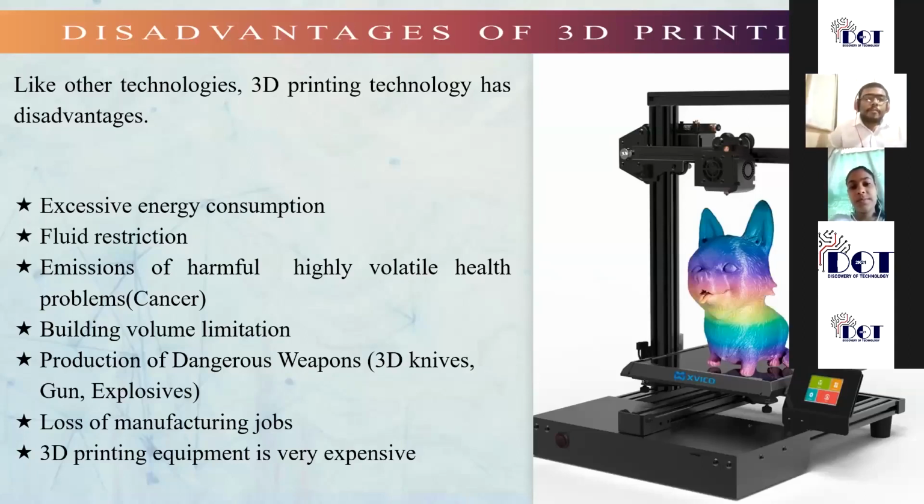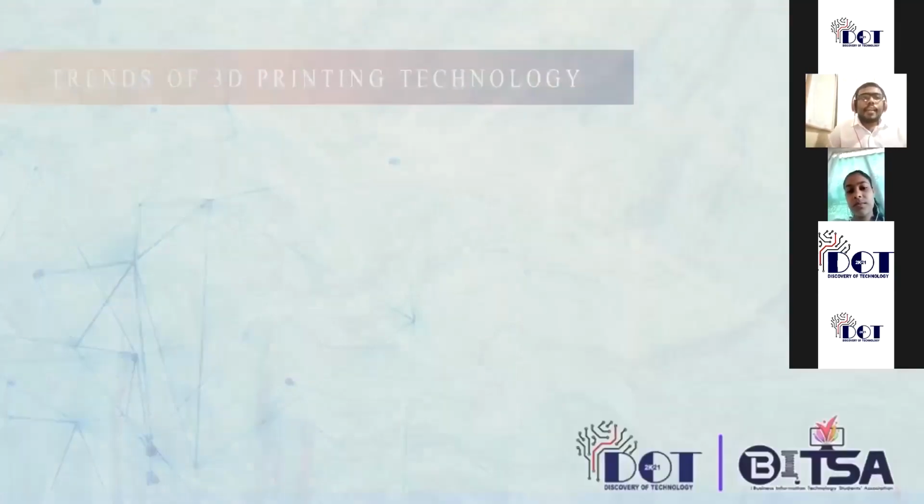And also here, loss of manufacturing jobs is a very important disadvantage, because as you and I know, there are some small tasks that we can perform with human labor, but with the use of this 3D printing technology, we can perform those tasks even better than human labor. So the job security of those human laborers is at risk at the moment, but we have to find some solutions in order to solve those problems. Now I think we can move to the next slide.